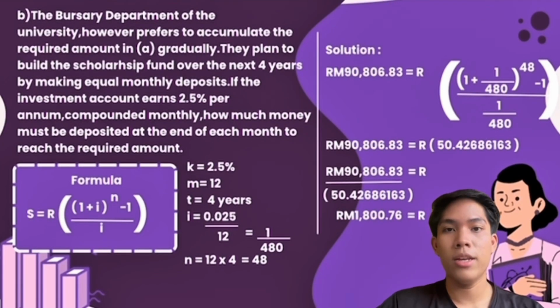Next, question B. The bursary department of the university, however, prefers to accumulate the required amount gradually. They plan to build the scholarship fund over the next 4 years by making equal monthly deposits. If the investment account earns 2.5% per annum, compounded monthly, how much money must be deposited at the end of each month to reach the required amount?